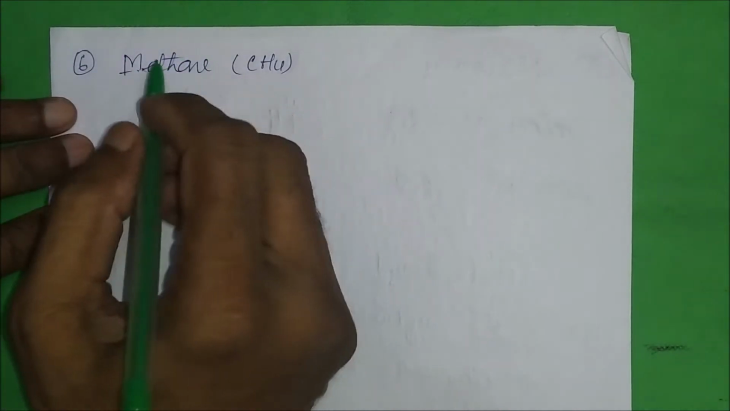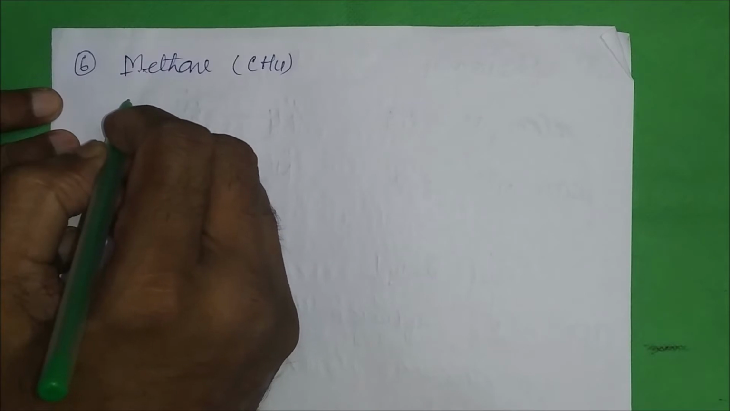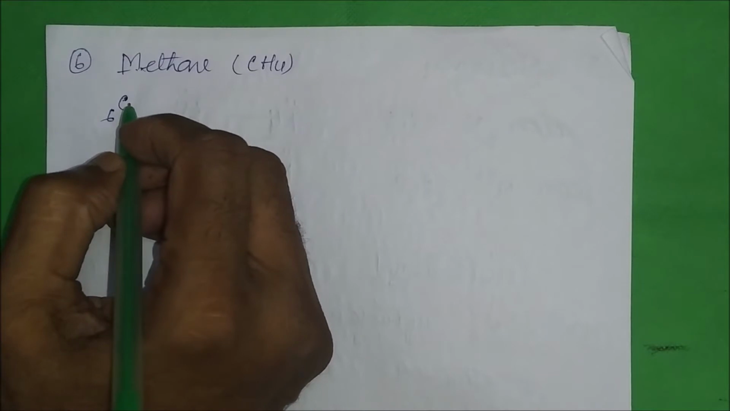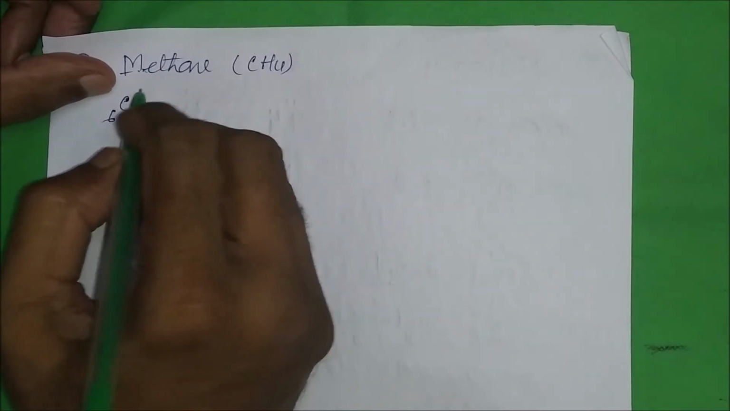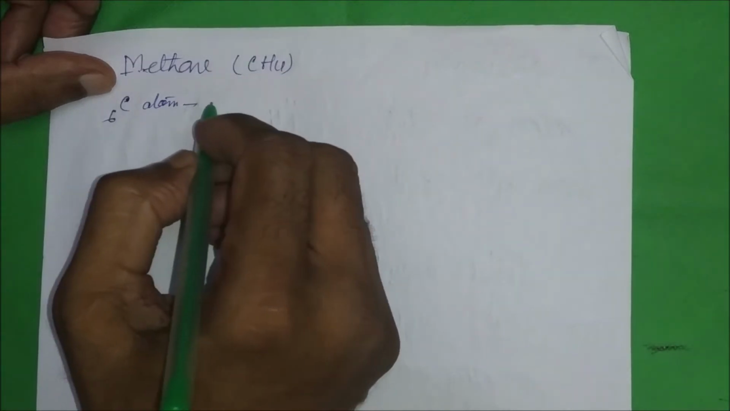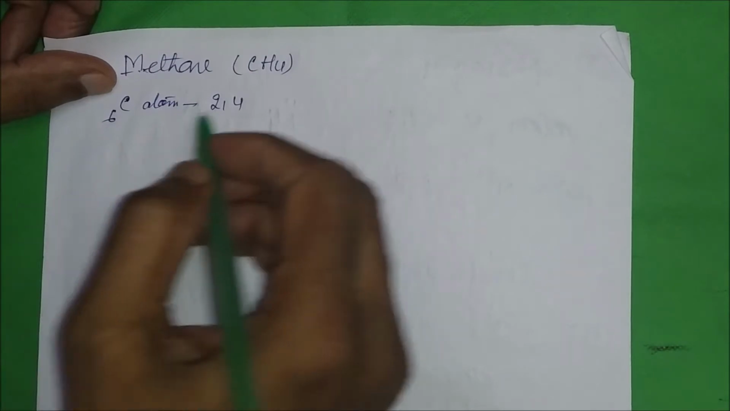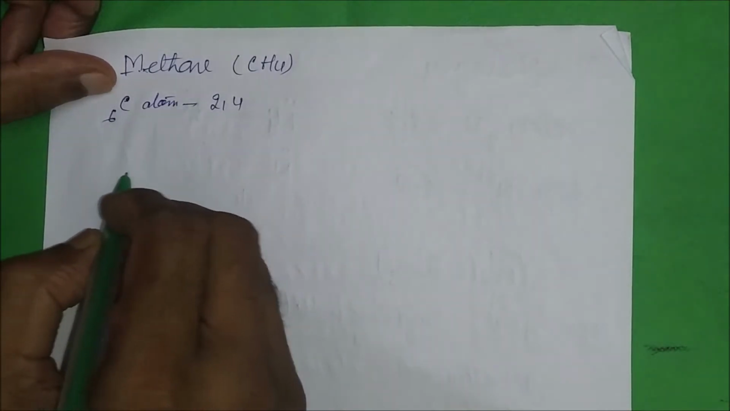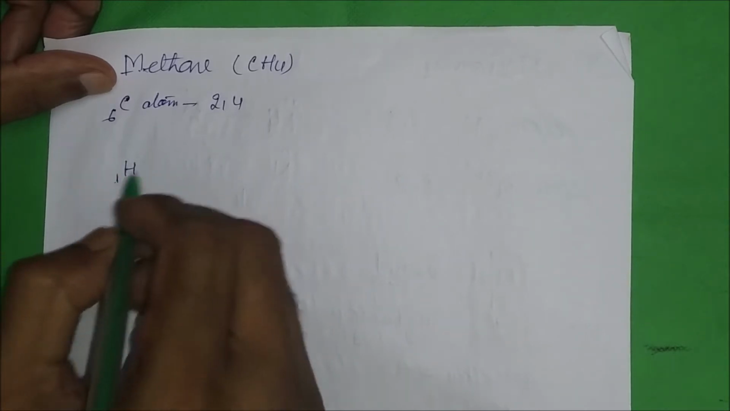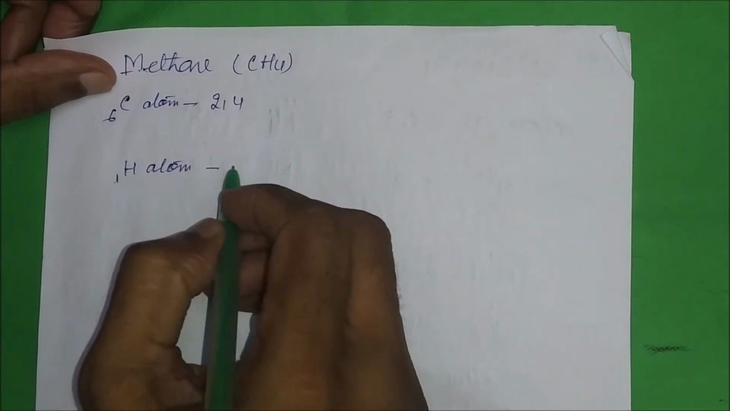How does this bond combine? How do these atoms combine and form a bond? See here, carbon. So carbon will be C, and atomic number is 6, right? These are the atoms. So what is the electronic configuration? It is 2 and 4. Next one is hydrogen, right? Atomic number is 1. These are the atoms. So electronic configuration is what?